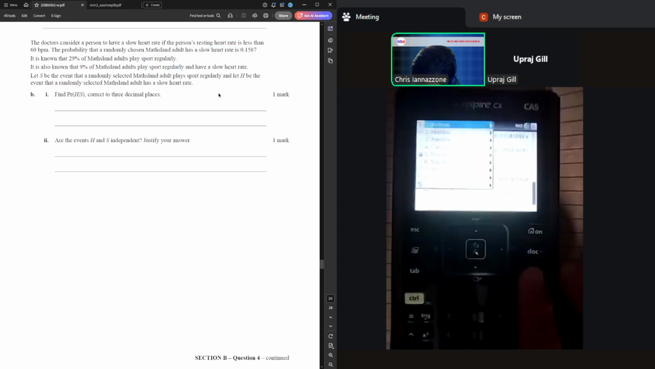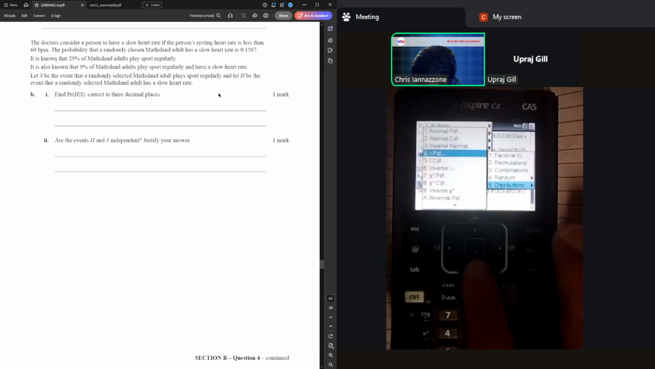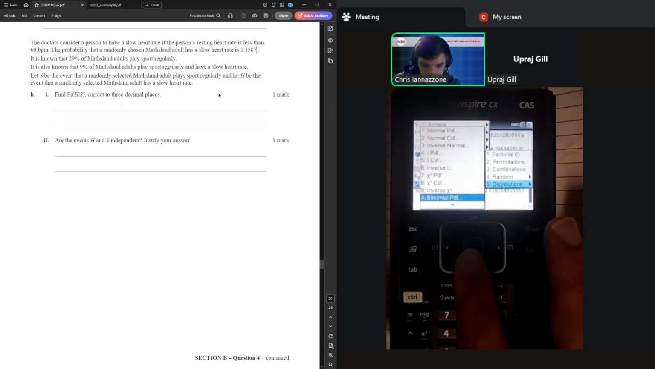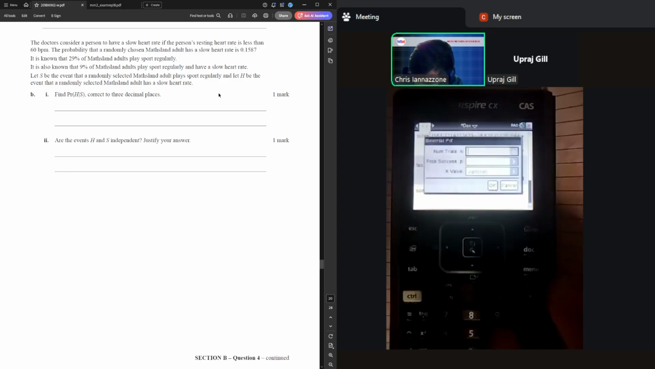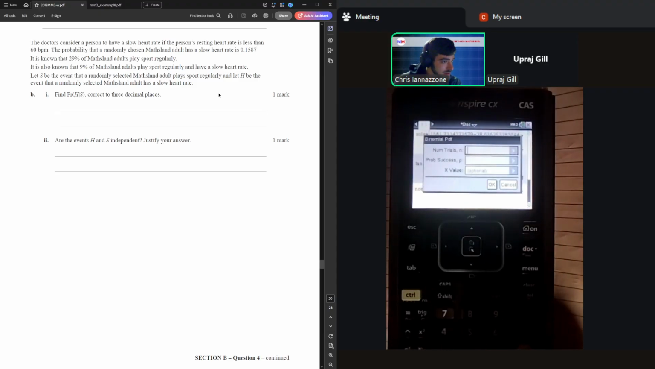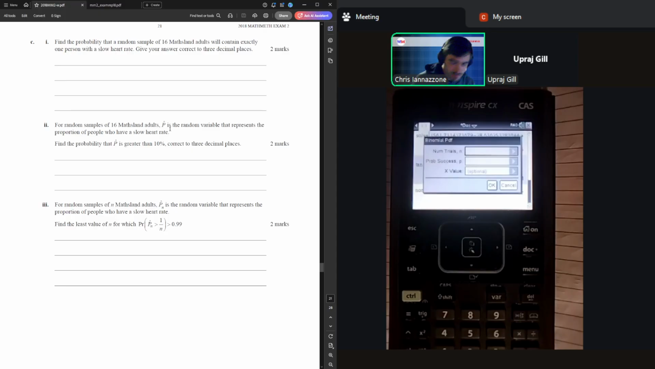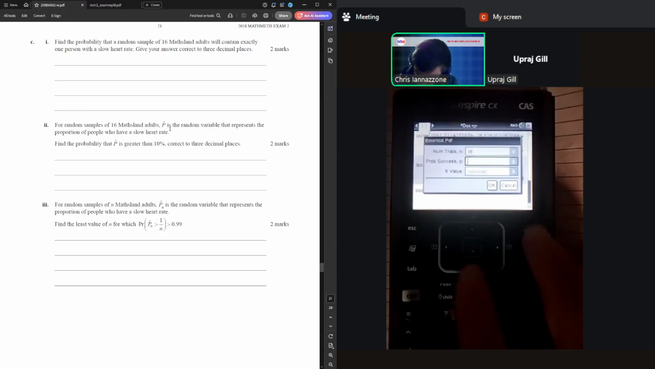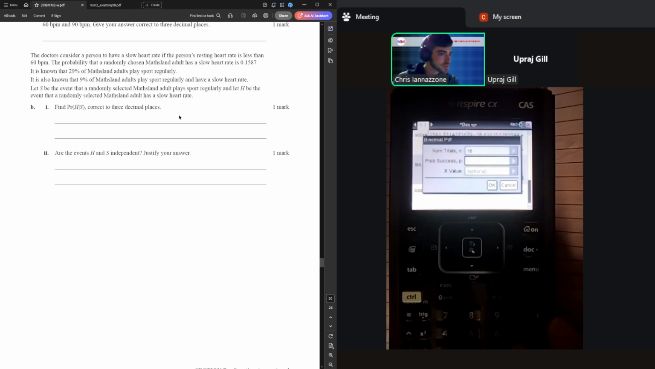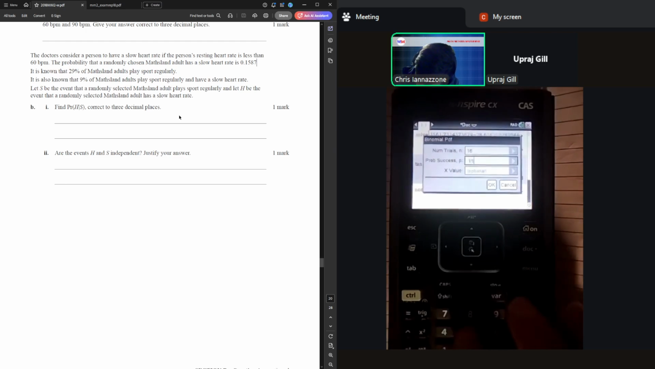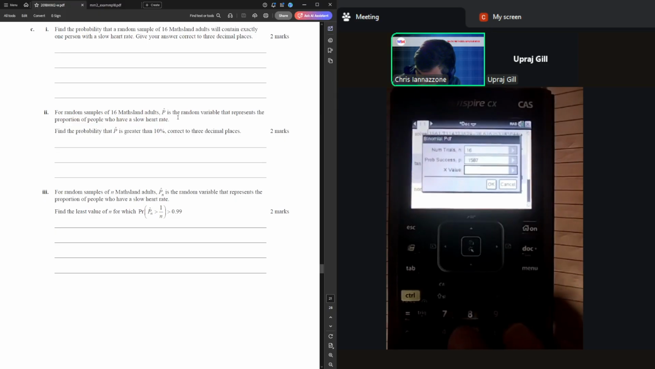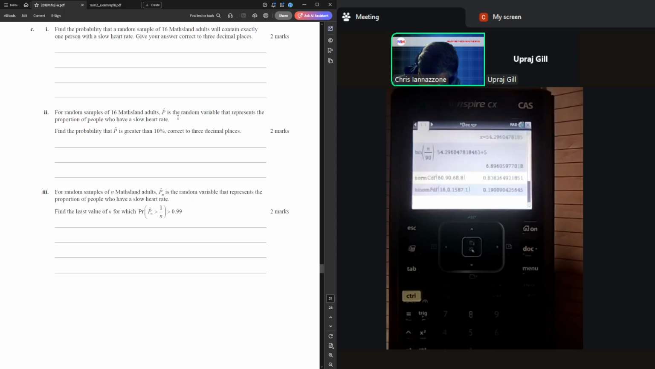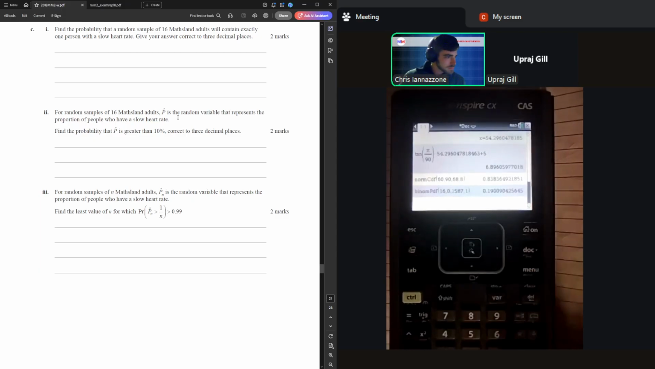So when we go through and do our binomial, it's binomial PDF. PDF is for one specific value. CDF is for a range. The number of trials was 16, right? Yeah. The p value is 0.1587. And the x value was 1 because you wanted exactly one person with a slow heart rate. And that'll give you a probability.